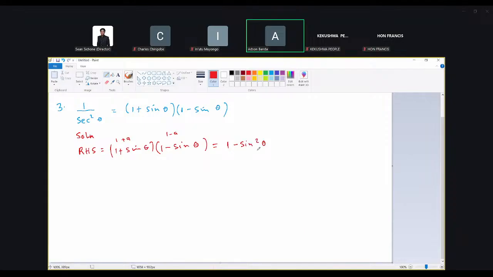Okay, so in case you forgot that it was a difference of 2 squares, you can actually go ahead and expand. So you have 1 times 1, which gives you 1. The next is 1 times negative sine theta, which gives you negative sine theta. And then next you have sine theta times 1, which is sine theta. So you see that you have a negative sine theta and sine theta, which cancels. And then the last term is negative sine squared theta, because you have sine theta times sine theta. Right, so what do you get? 1 minus sine squared theta.